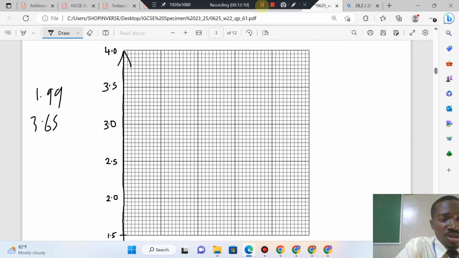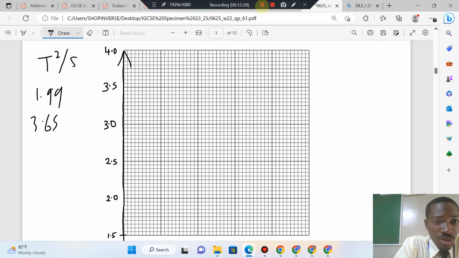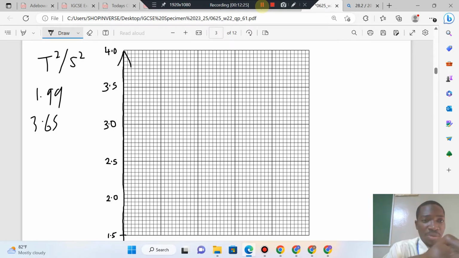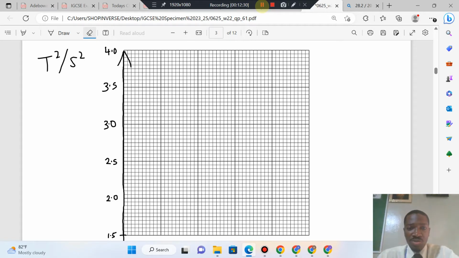Period squared, not time squared. So you write here T squared in second squared. You do likewise for the horizontal axis. Okay, now we are done with the vertical axis. We can erase this. We only used it to guide the process of what we were doing.